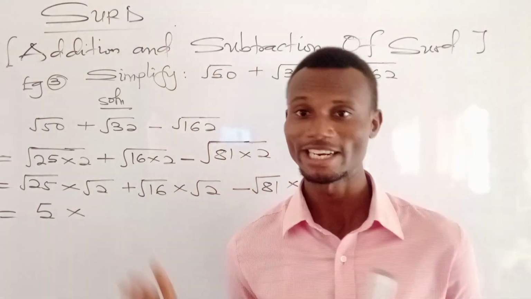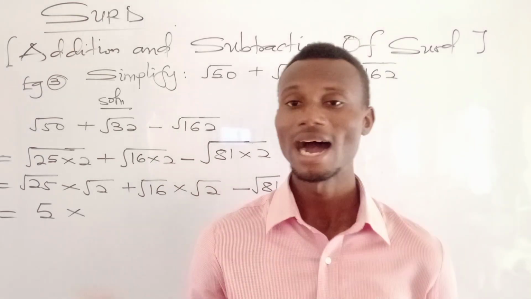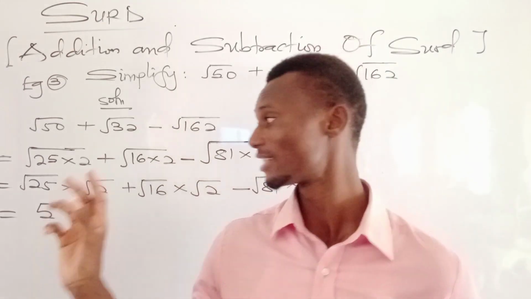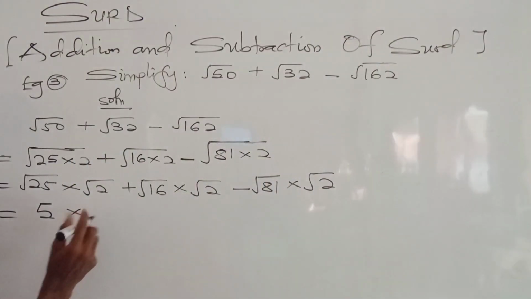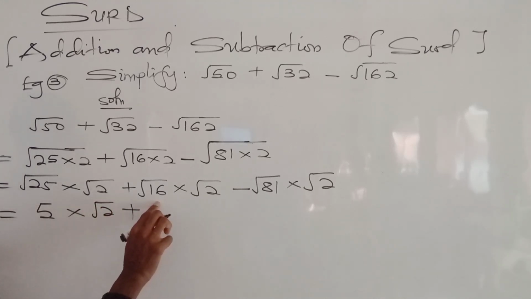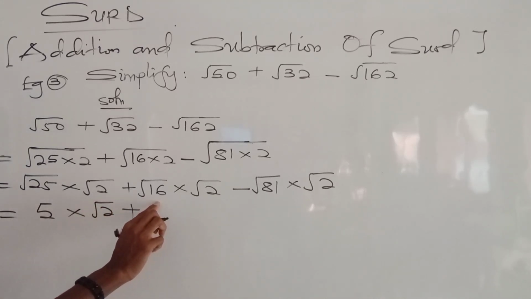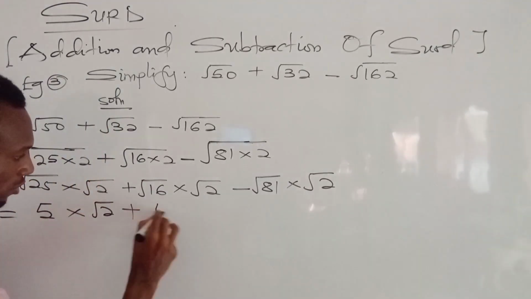So you just maintain the square root of 2, repeat it back. Since you will not get a whole number as an answer for square root of 2, you just need to repeat your square root of 2 back. So we have 5 times square root of 2 plus now square root of 16, we know the answer. Square root of 16, the answer is 4. So we bring our 4.